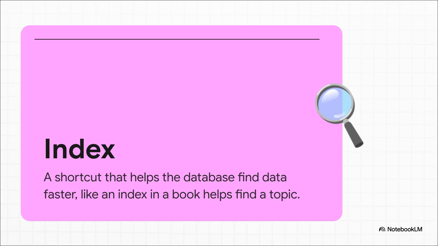Now, what about those shortcuts? In the database world, a shortcut is called an index, and the book analogy is absolutely perfect. Instead of reading a whole book from cover to cover to find one thing, that's our full table scan, you just flip to the index in the back, find your topic, and go straight to the right page. That's exactly what an index lets a database do.